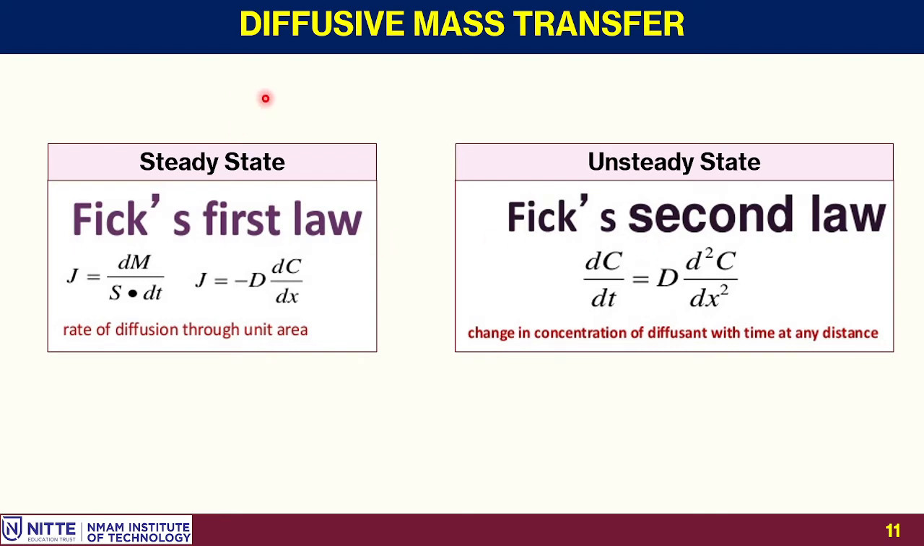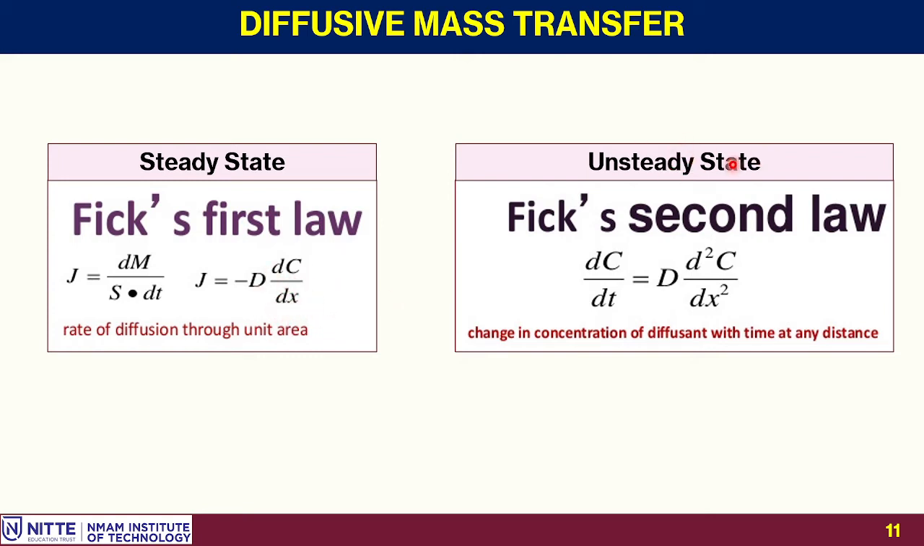For steady state condition, we use Fick's first law, which we have written as J is equal to minus D dC by dx. That is the rate of diffusion through unit area. Unit observed here is not with respect to time. We don't consider any time term. It is with respect to space.